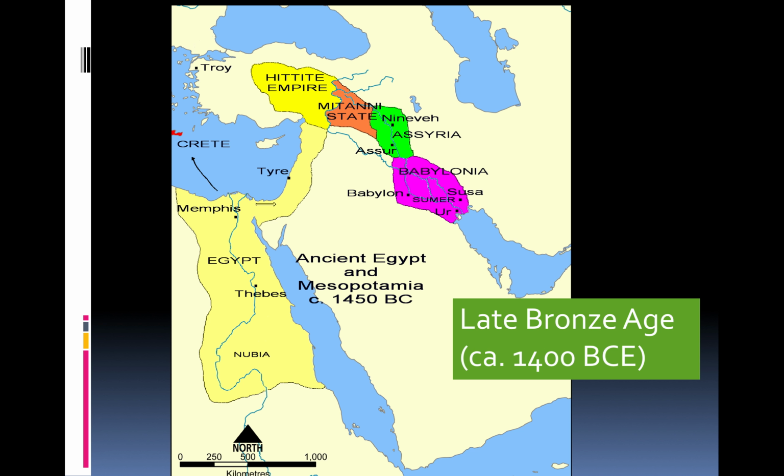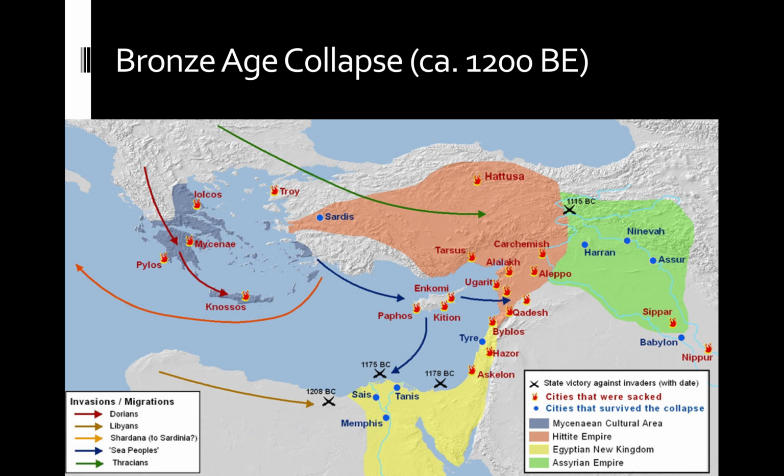You can see that Egypt dominates the area in which Israel would, at some later date, emerge as a people. At this point, you would say that these are Canaanite folk. Egypt dominated this area culturally, politically, and so on. But right around the year 1200, something amazing happened. Basically, the world fell apart.